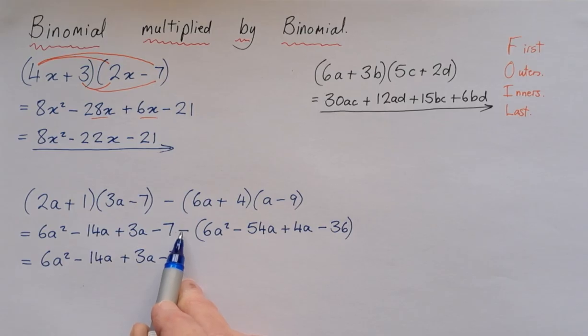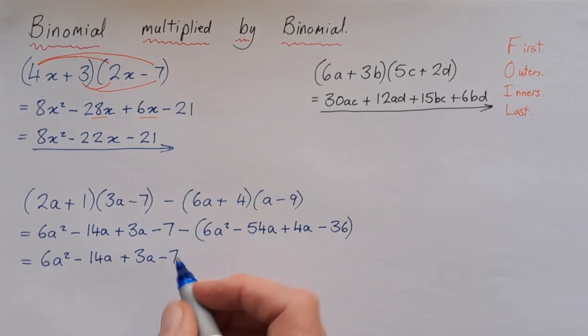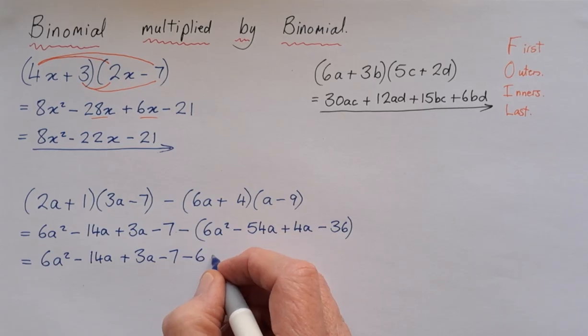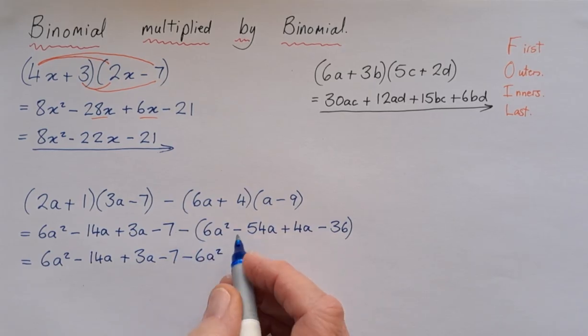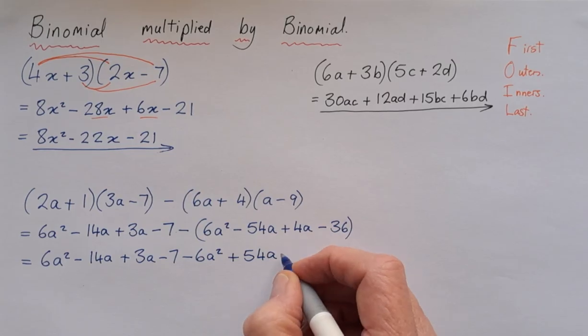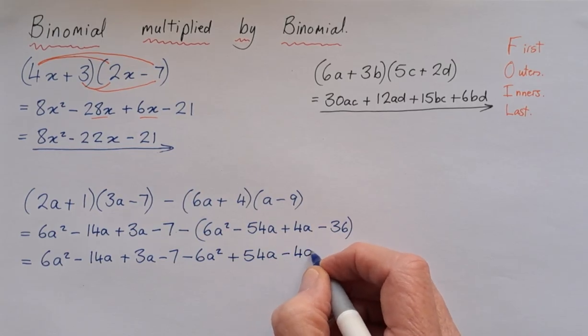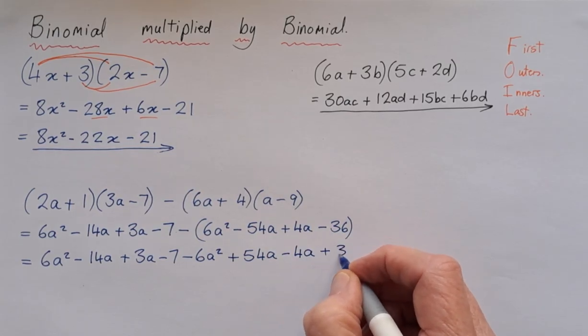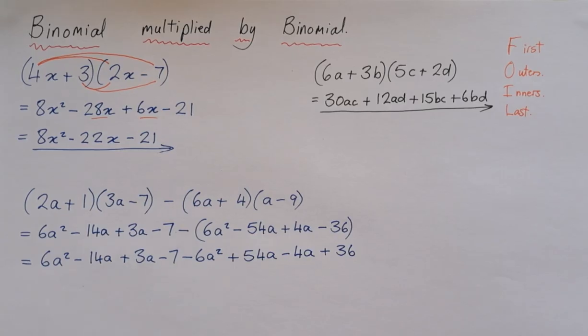And now I'm going to multiply the negative into every single term in the bracket. So negative times positive, negative times negative. Just remember when you're multiplying a negative into a bracket, all the signs change. So I chose just to get completely rid of the brackets first before I started looking for like terms.